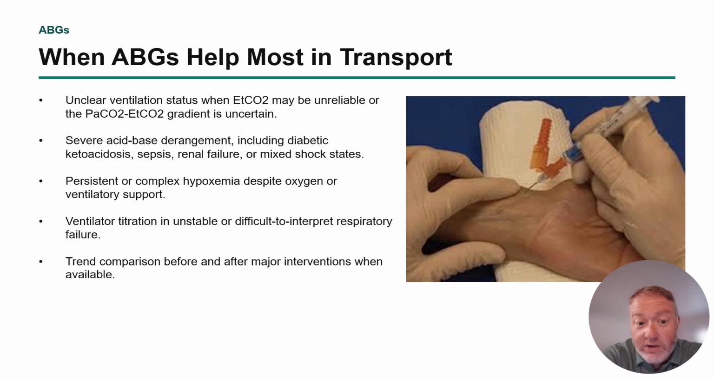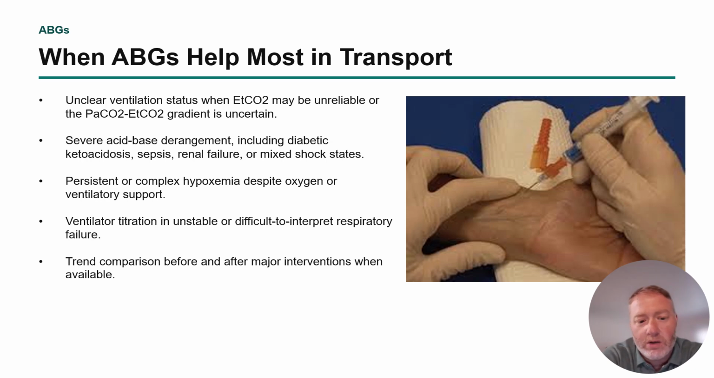Anytime there's a severe acid-base derangement, including diabetic ketoacidosis (DKA), sepsis, renal failure, any kind of shock or mixed shock state, it's usually good to have a blood gas to at least get a baseline value. If you've got a patient with persistent or complex hypoxemia despite oxygen or vent support, yep, absolutely.